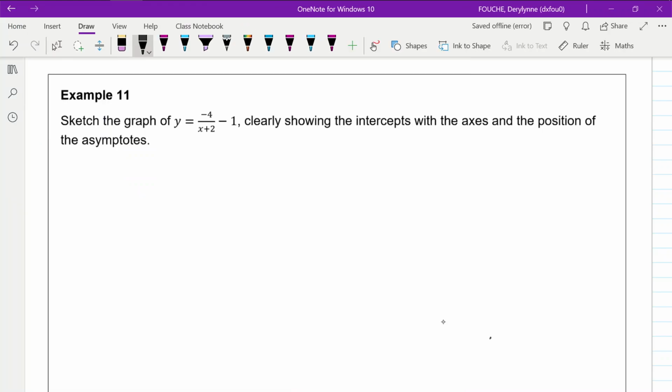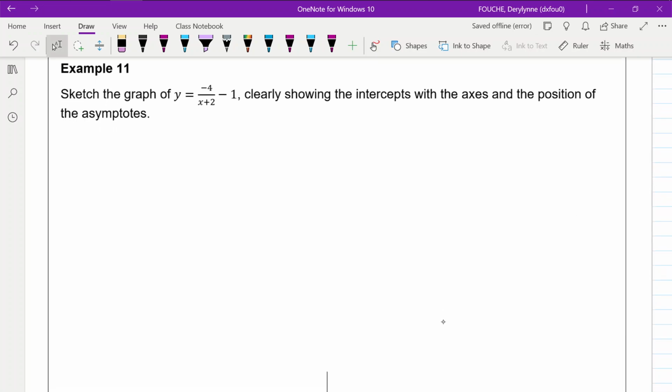Alright, so grade 11's hyperbolas are pretty cool in that they are quite a unique graph that we need to sketch. And I guess the thing I like about them is that their equation is not similar to any other equations that we do, which means that we can quite easily identify when it is a hyperbola that we need to sketch. So it says sketch the graph of y equals -4 over x plus 2, take 1, clearly showing the intercepts with the axes and the positions of the asymptotes.